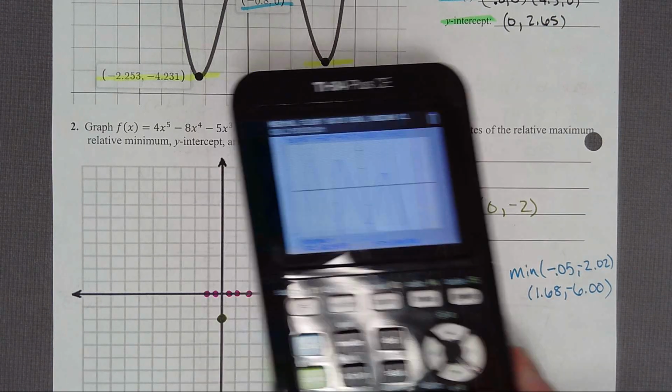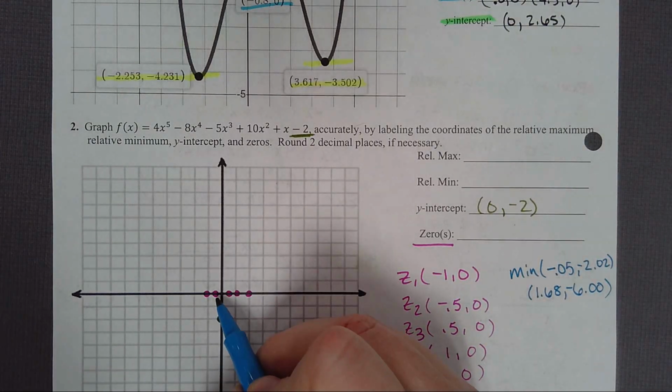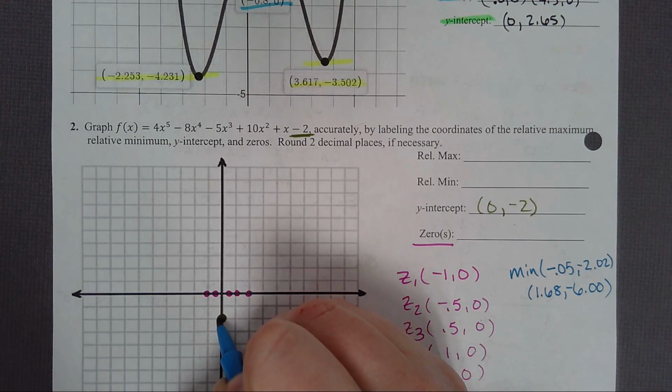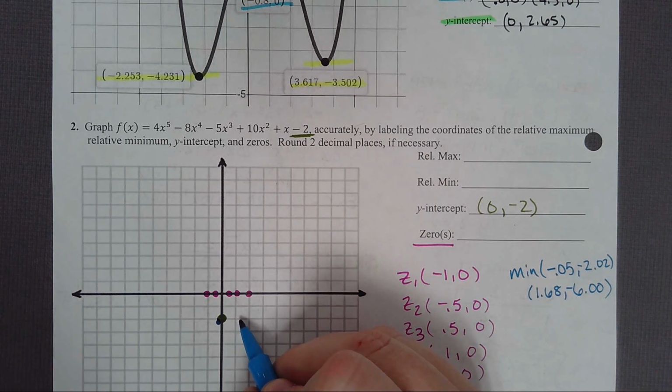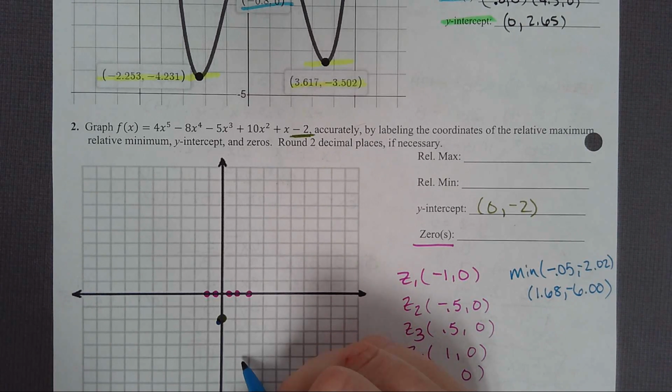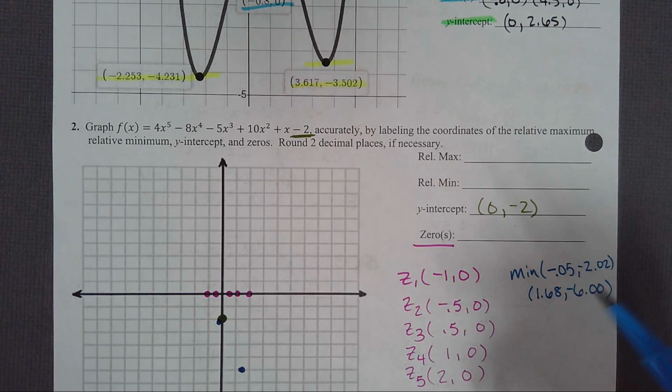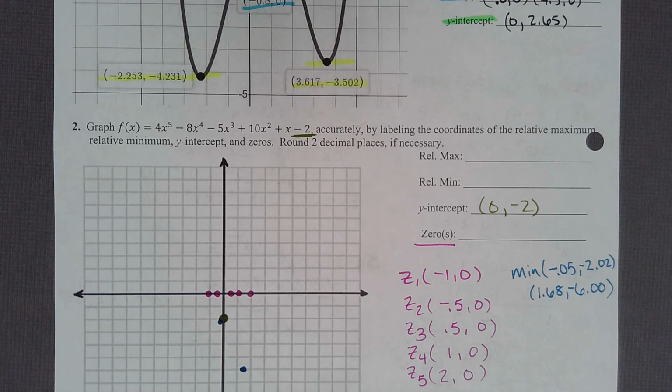All right. So, plot those. So, negative 0.05, which is going to be like right on top of it. So, like this dot is like right on top of that. And then 1.68 and negative 6, so 2, 4, 6. Roughly there. And then last we have is maxes. Right? Yeah, got maxes left.